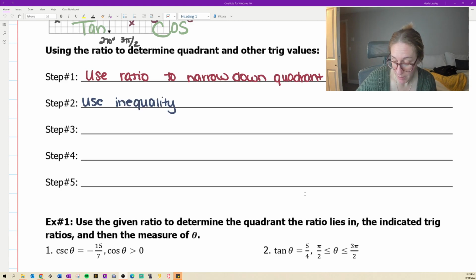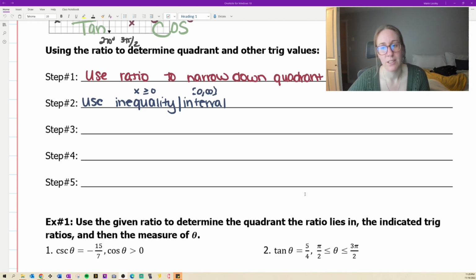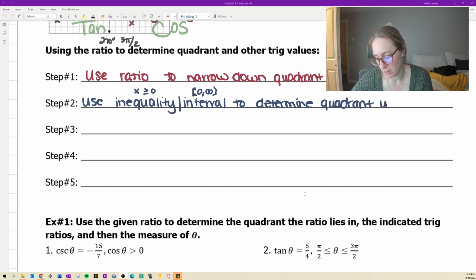Use inequality or interval. Sometimes they might give you an interval. Just a reminder, an inequality would be something like x is greater than 0. An interval would be 0 to infinity. That's the difference, just in case you had forgotten. So use inequality or interval to determine the quadrant, based on step 1. Cool. Step number 3.